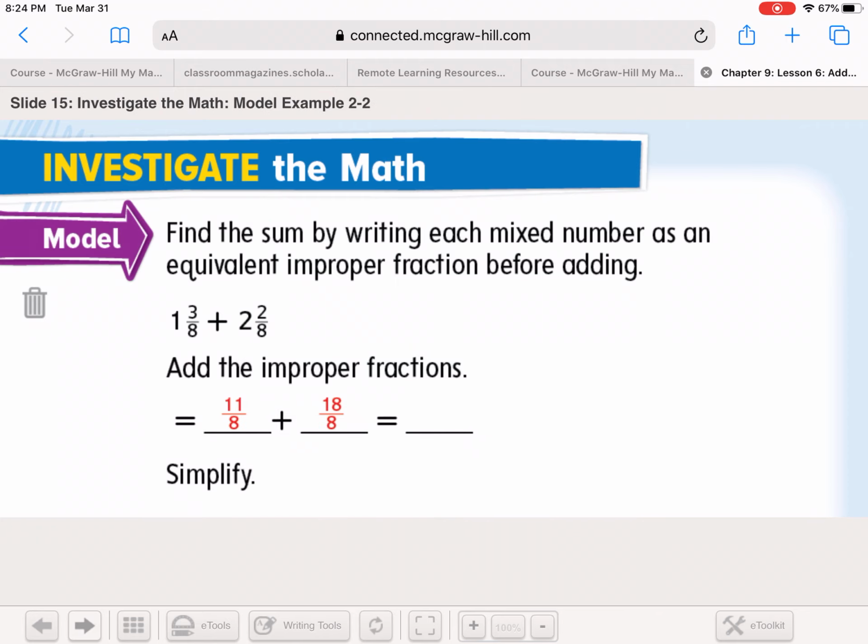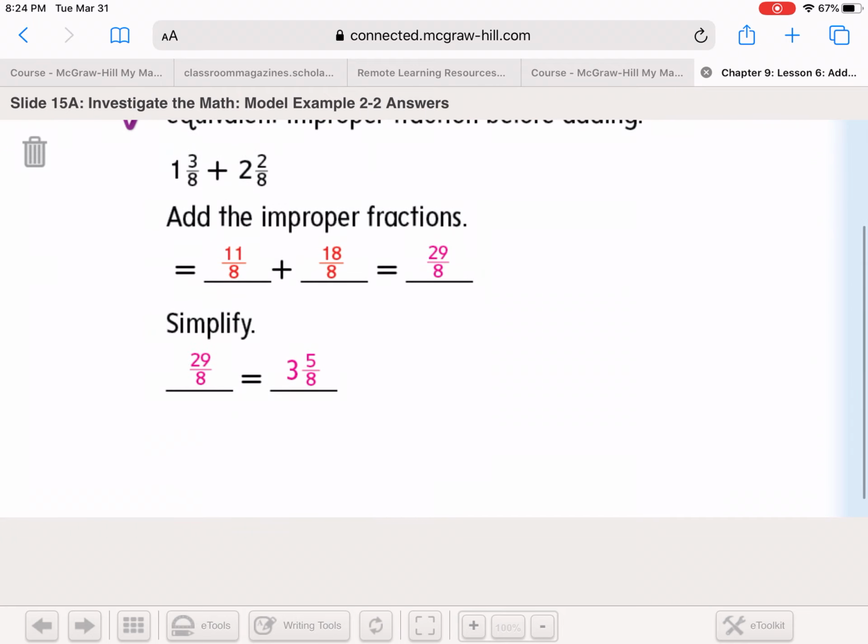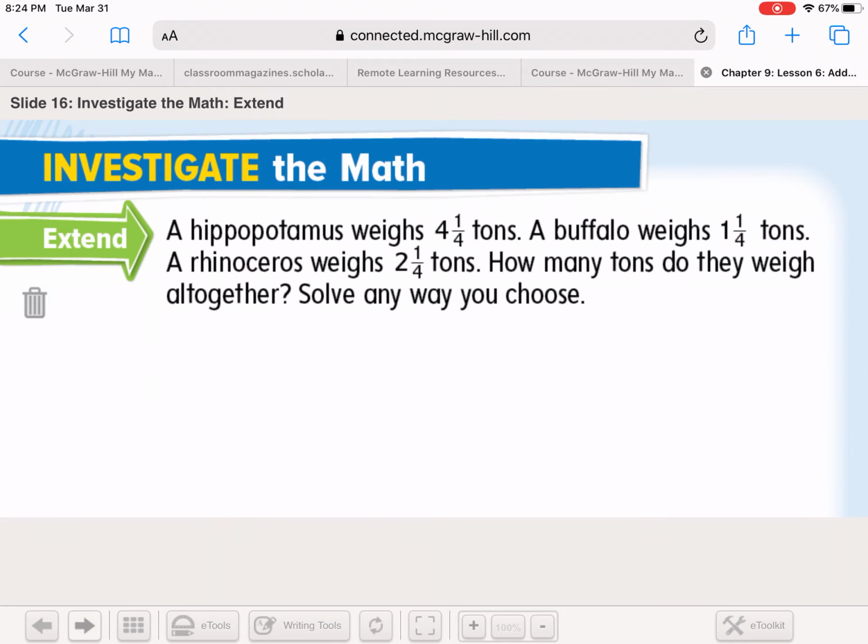Okay, I see what they're doing here. Oh, a hippopotamus weighs, I did not know this, 4 1/4 tons. A buffalo weighs 1 1/4 tons. A rhinoceros weighs 2 1/4 tons. How many tons do they weigh altogether?